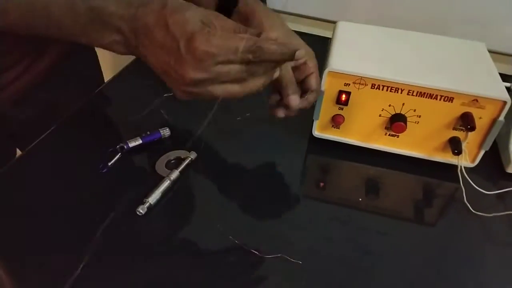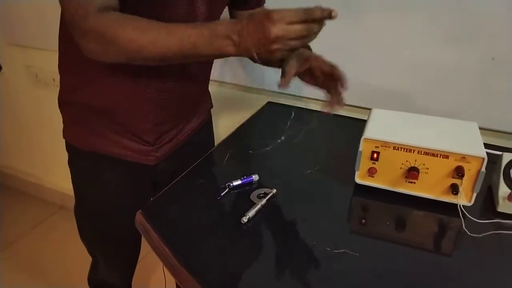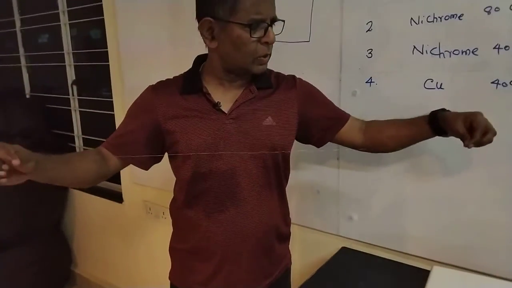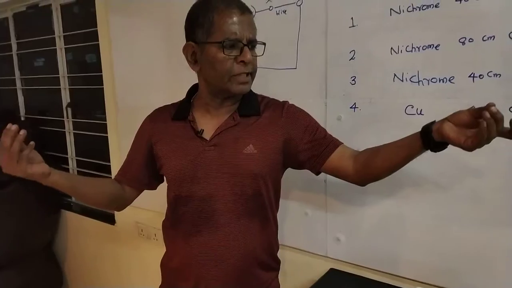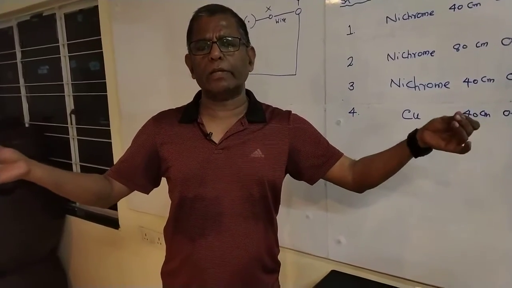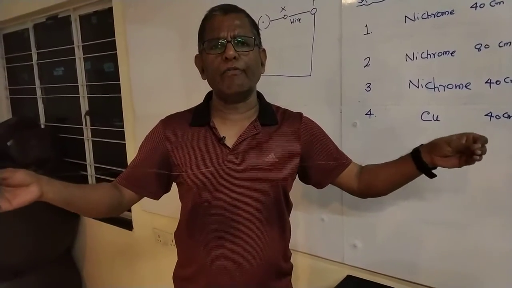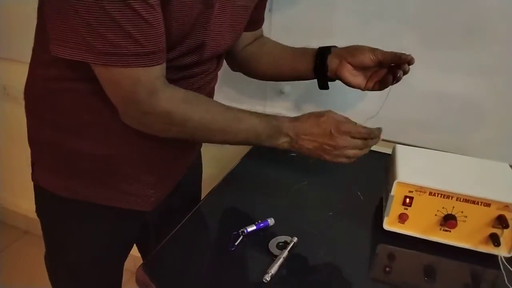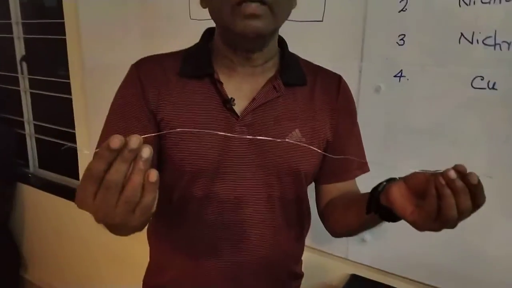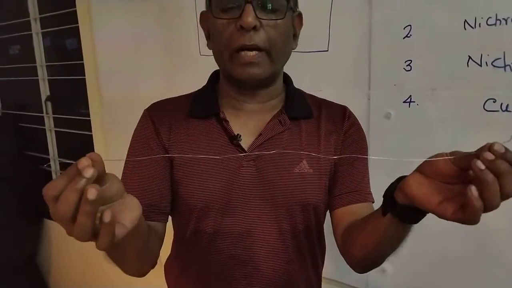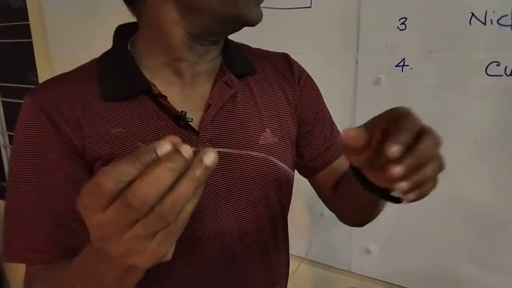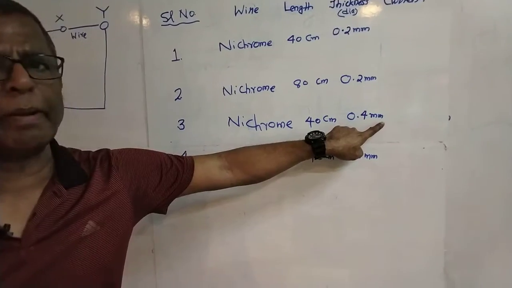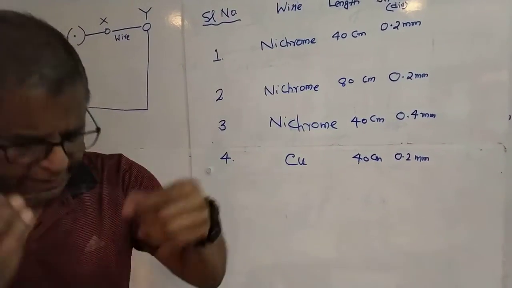The next wire will be double the length. So this will be the next wire, around 80 centimeter. This is a nichrome wire. As I told you yesterday, nichrome is an alloy of nickel and chromium. And then we will be using a thicker wire. This wire we use for measuring resistance, Ohm's law. So you can see this is the thicker wire, and its diameter or thickness is 0.4 mm, but the length is the same, 40 centimeter.